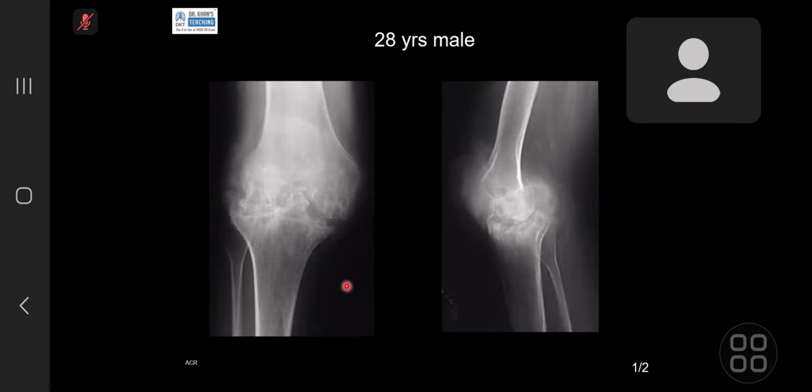The joint also looks a bit disorganized. Considering the widened intercondylar notch and a male patient, I'll be thinking about possibility of hemophilia in this case.